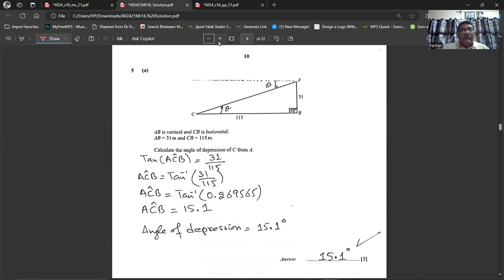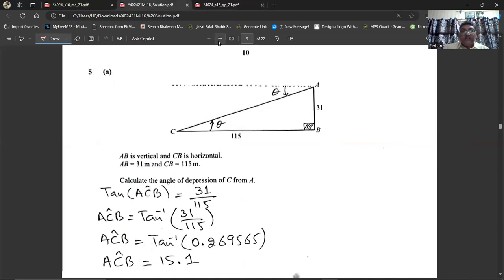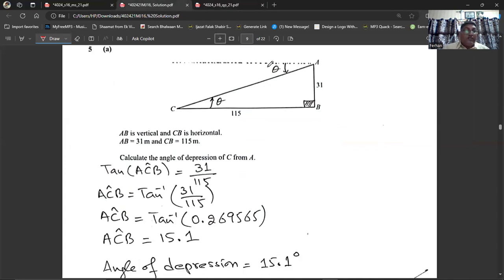So what I will do, let me increase the size so you can see it. You know, this is the angle of depression and this is the angle of elevation. The angle of depression and the angle of elevation are always equal to each other. So I will find the tan of the ACB, and that will be perpendicular by base, that is 31 by 115. So the angle ACB will be equal to tan inverse of 31 divided by 115. So you will have tan inverse of 0.269565, and that will be 15.1 degrees.